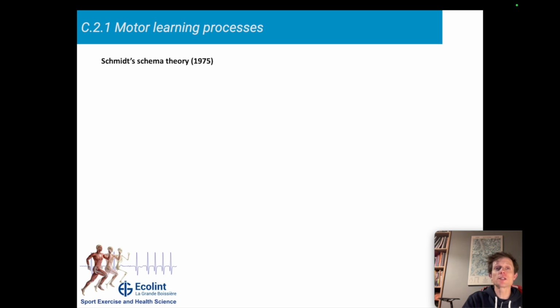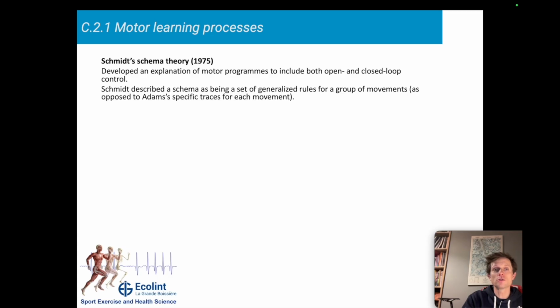Finally, we can look at Schmidt's schema theory proposed in 1975, and it has some similarities with the motor program theory that was proposed earlier. Schmidt developed an explanation of motor programs which included both open and closed-loop control. He described schema as being a set of generalized commands or rules for a group of movements, as opposed to Adams's specific traces for each specific movement.